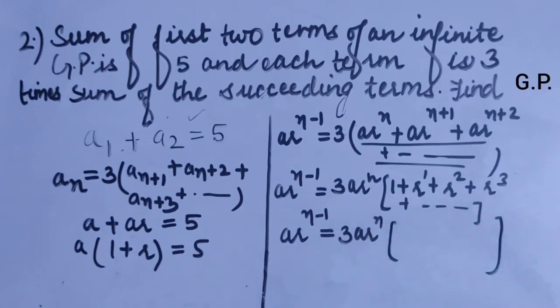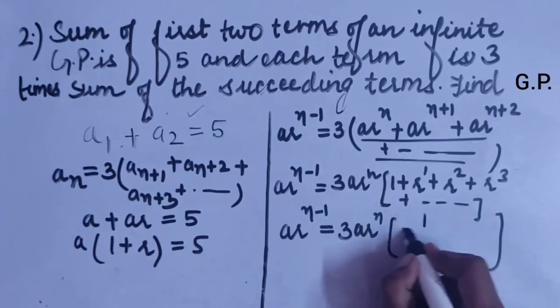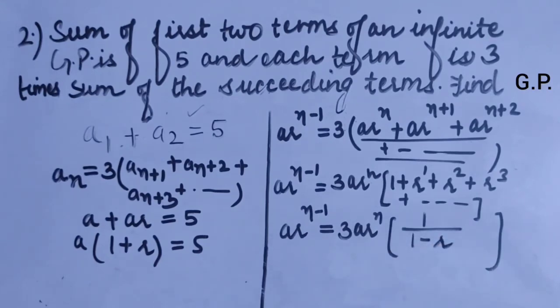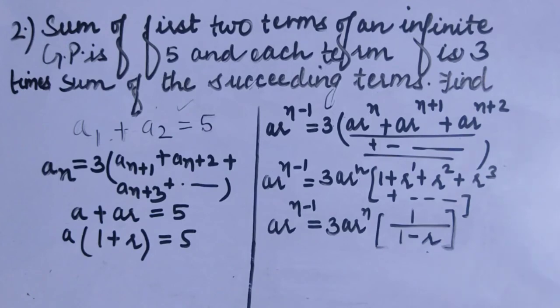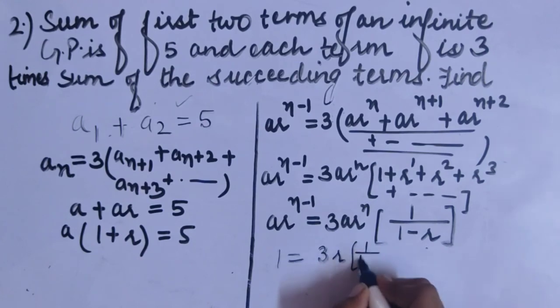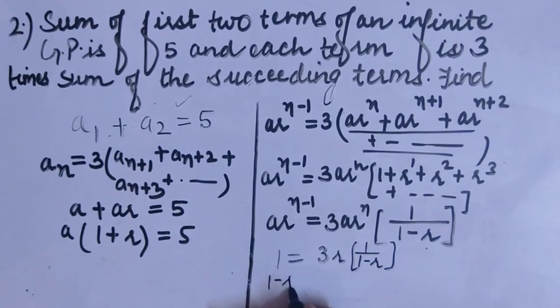As I know this is an infinite GP here, so I will use the formula for the sum of an infinite GP. The formula is a upon 1 minus r. What is a here? a is 1 only. And what is r here? r is r only. So 1 upon 1 minus r. Now when we solve it, we get 1 is equal to thrice of r into 1 upon 1 minus r. And when we solve it, we get 1 minus r is equal to thrice of r. After solving it, the value of r is equal to 1 by 4.